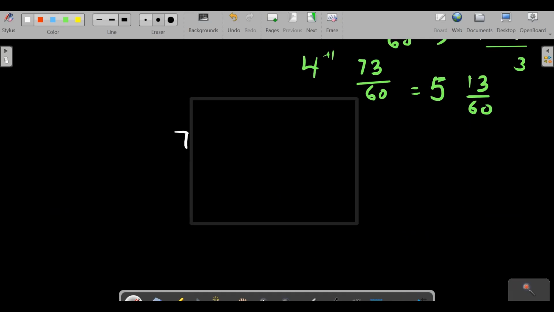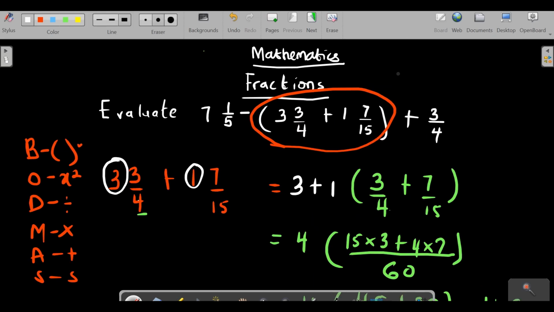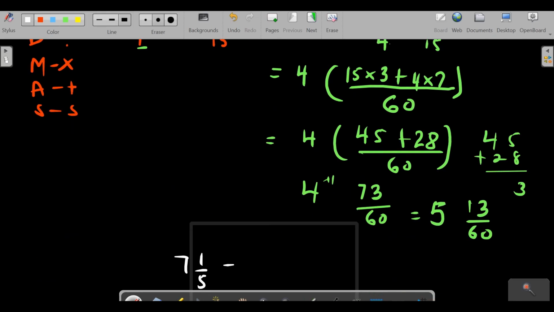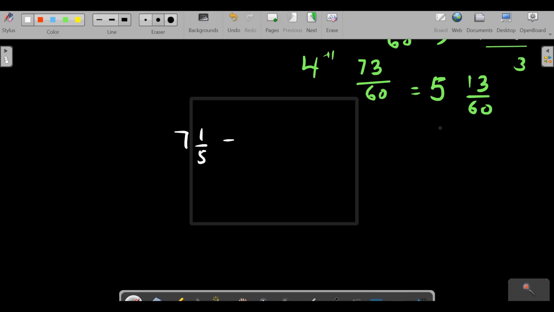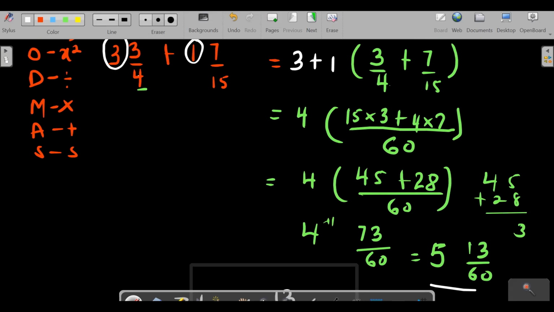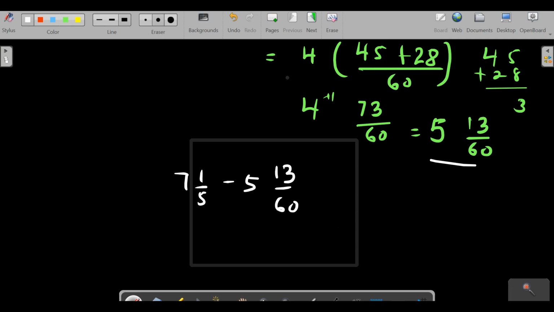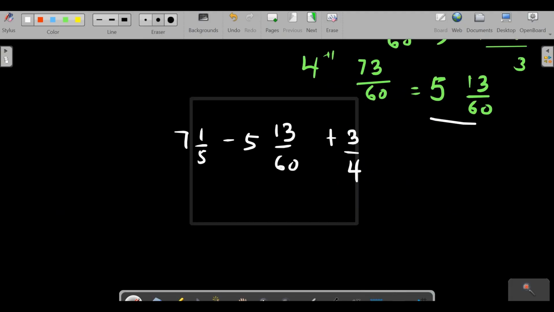So your 7 1/5 minus. If you look at this bracket now, bracket 3 3/4 plus 1 7/15, we've worked on it now. And we have arrived at this: 5 whole number 13 over 60. Can you see that it's not simpler yet? We still have plus 3/4. Well, you may be wondering which one are we going to solve first now? Now, one thing you need to understand is this.